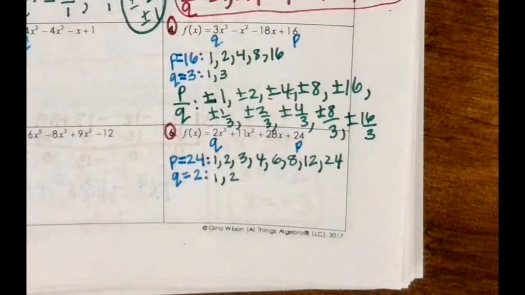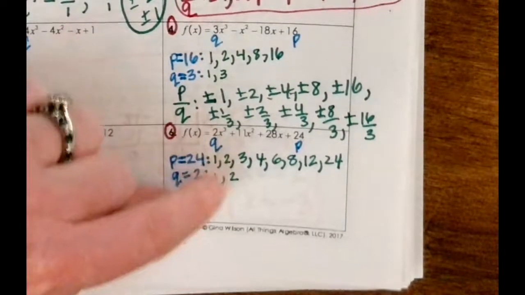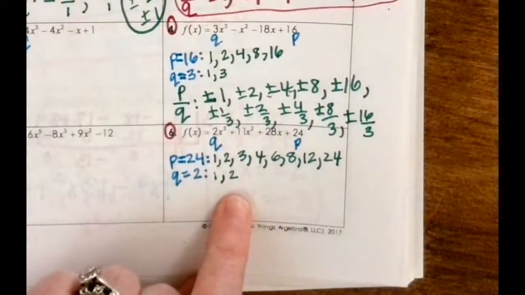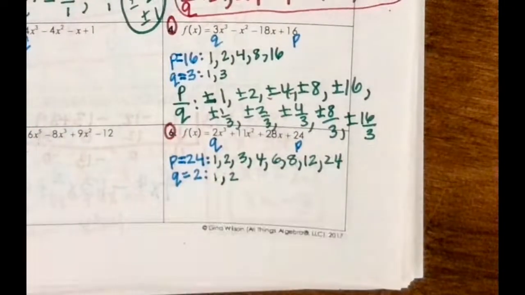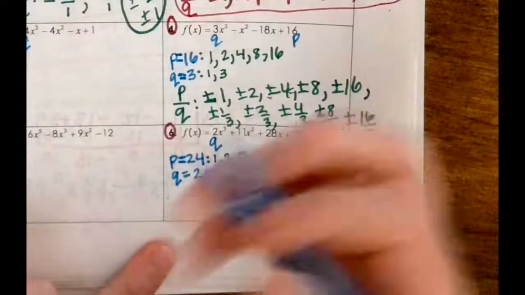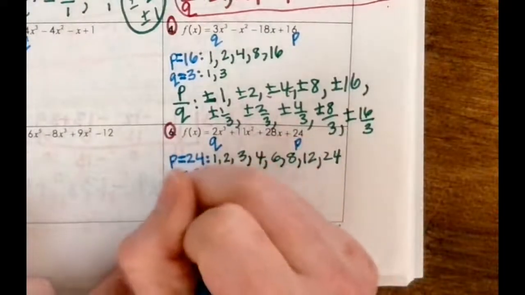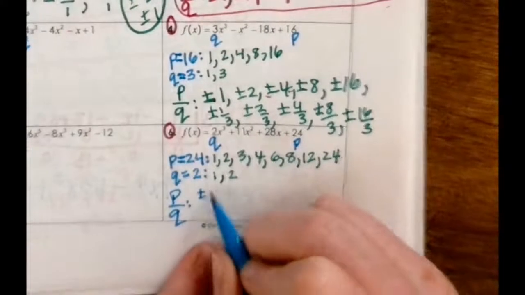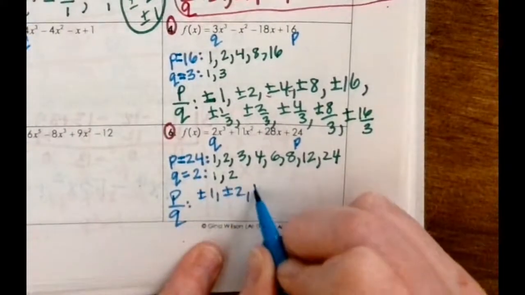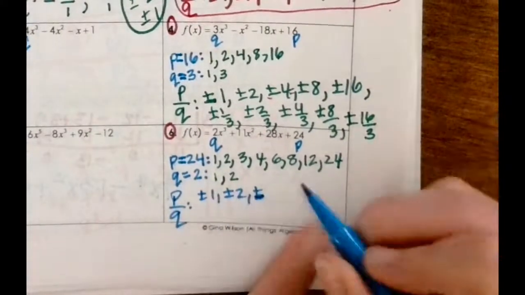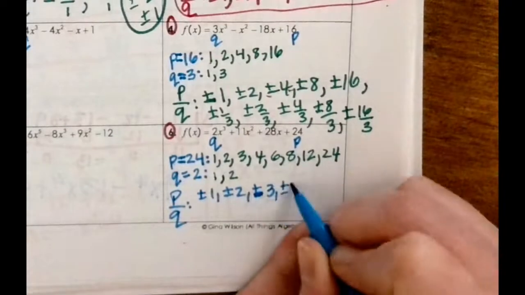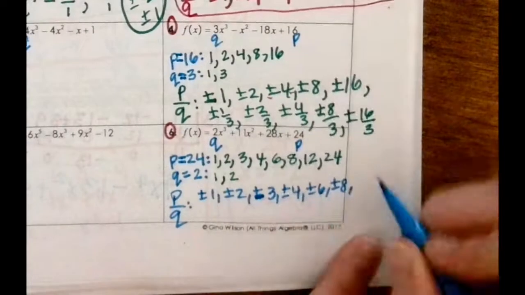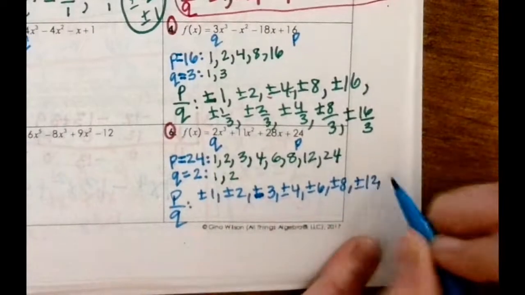Okay, so our possible zeros are going to be plus minus 1 over 1, 2 over 1, 3 over 1, 4 over 1, so on and so forth. And then we'll do them all over 2. Okay? So let's do the ones first. Let me write P over Q's possibilities. Okay, that'll be plus minus 1, 2, 3, 4, plus minus 6, plus minus 8, plus minus 12, plus minus 24.